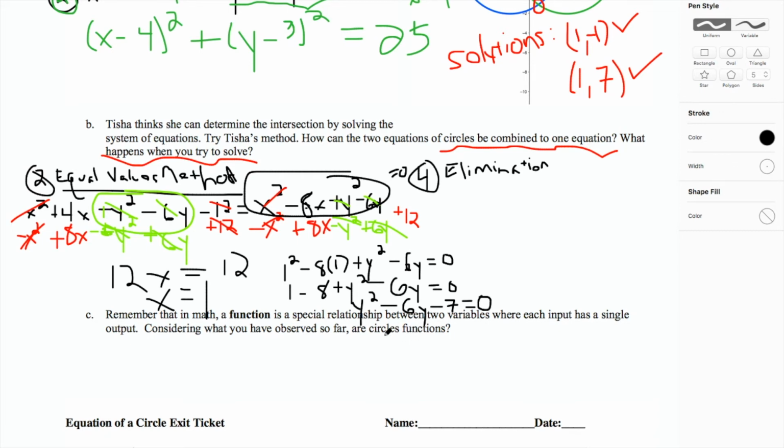And now I can work on solving this. I can either use the quadratic formula, right? You probably used the quadratic formula in Algebra 1. You can do that right now. Or I could factor this.